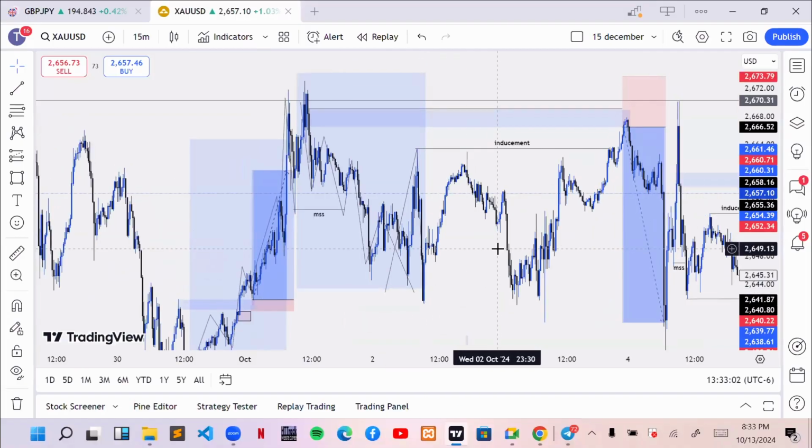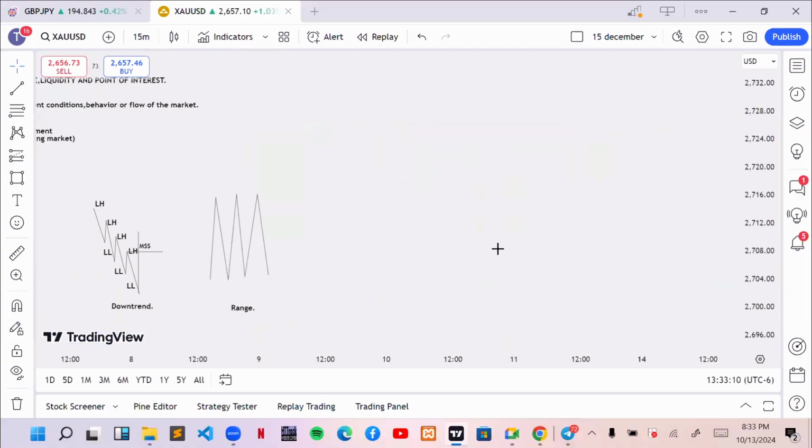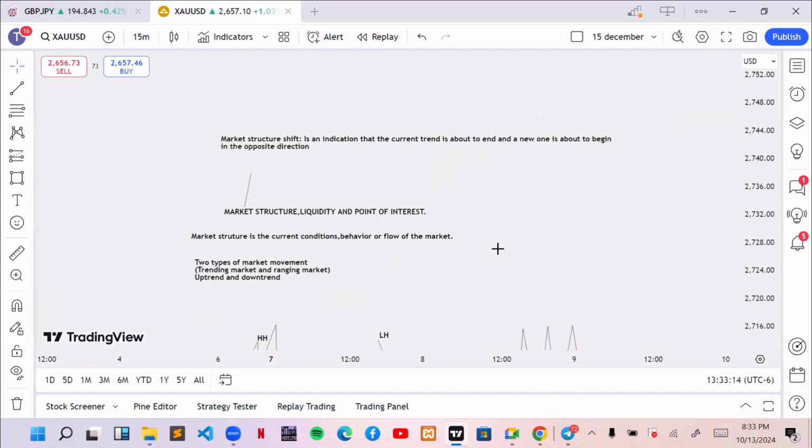So first of all, that is the structure part of your strategy. Now mark out your market structure shift. That is the number one part of the strategy. Another thing I pay attention to in the structure part of this strategy is break of structure. Now there are two: I said market structure shift and then break of structure. Market structure shift is an indication that the current trend is about to end and a new one is about to begin in the opposite direction. So in a market structure shift, you're taking a trade in the opposite direction.